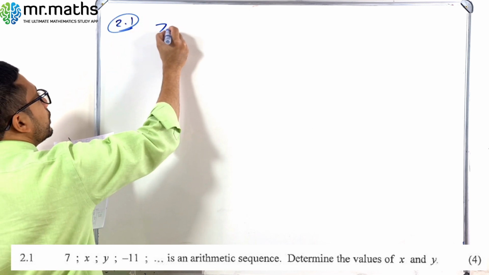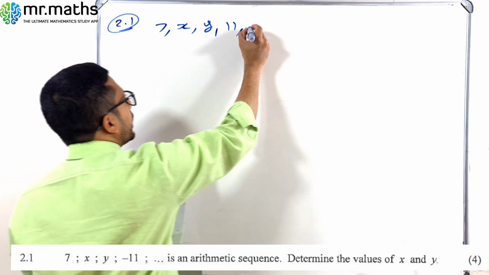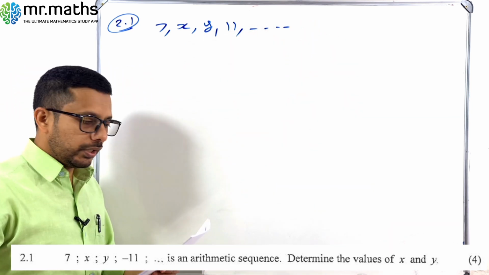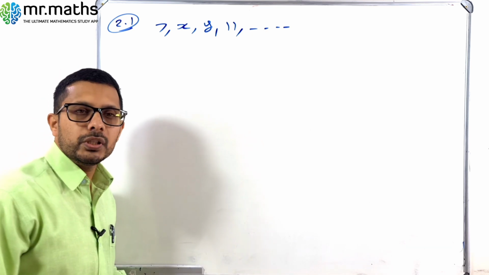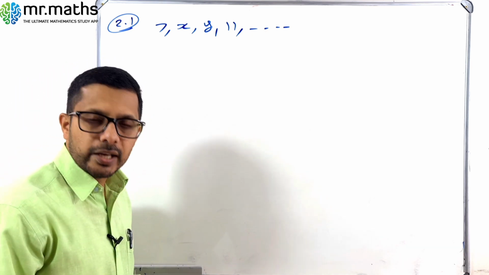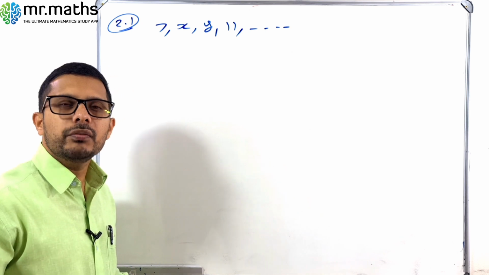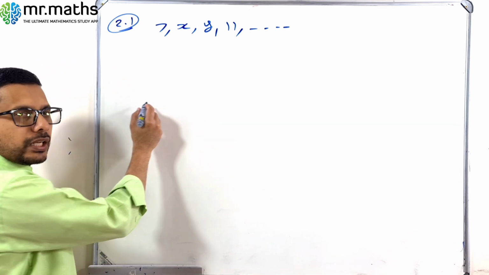7, x, y, 11, etc., and it is given in the question that this is an arithmetic sequence. What does an arithmetic sequence mean? It means there is a common difference, am I right? Look at another example. I'm going to write another example here.